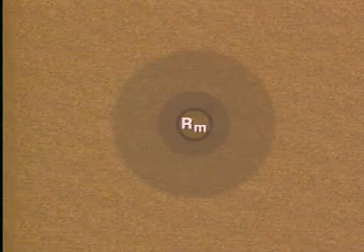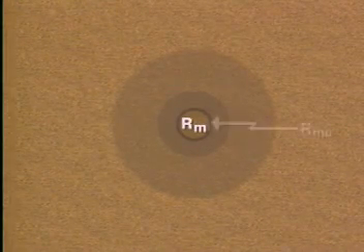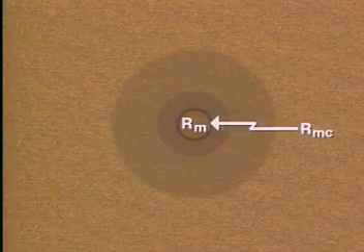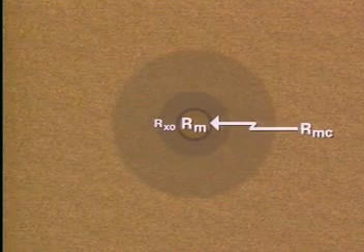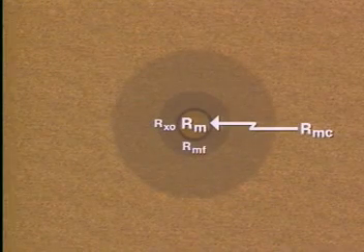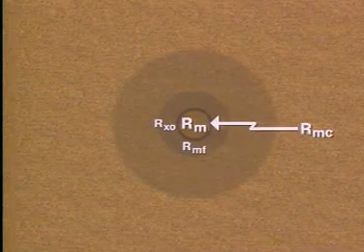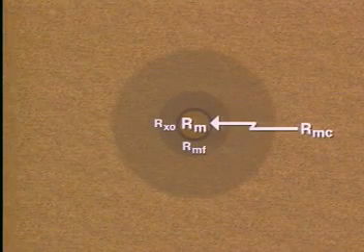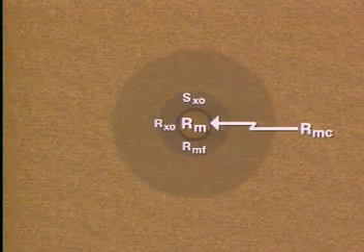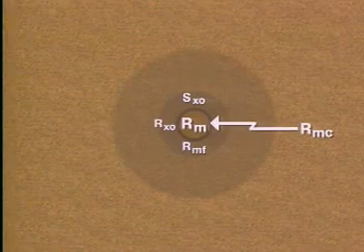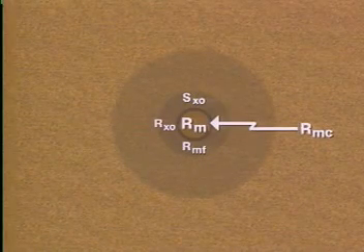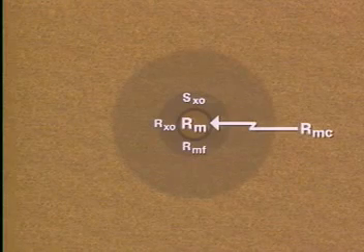Here we see some common symbols used in formation evaluation. The resistivity of the mud is referred to as R sub m. The resistivity of the mud cake as R sub mc. The resistivity of the flushed zone as R sub xo. The resistivity of the mud filtrate within the flushed zone is referred to as R sub mf, and the water saturation in the flushed zone is referred to as S sub xo. Remember, when using these symbols, the flushed zone is referred to by the subscript xo.